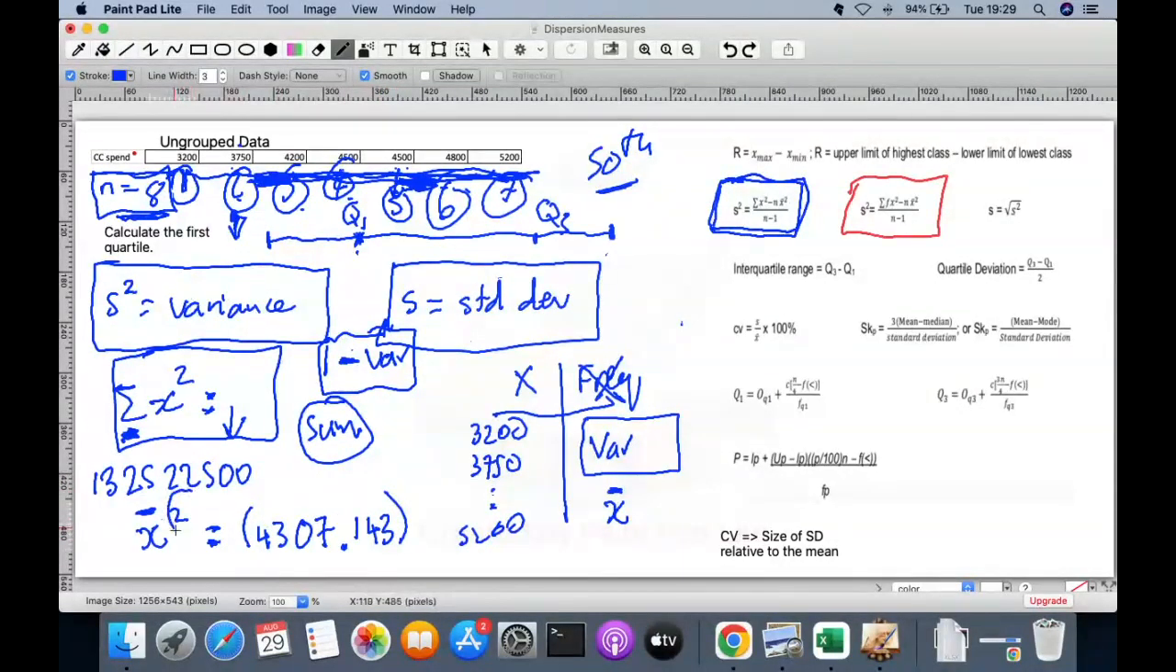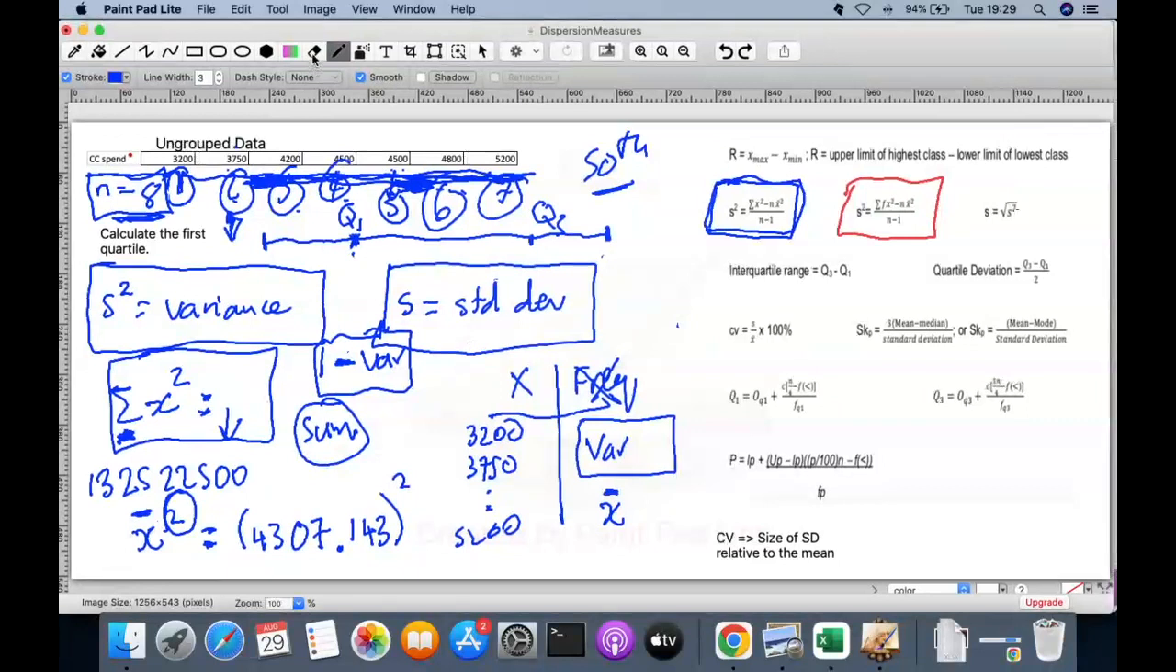But remember, you're going to square it. The value that you got is just x bar. So don't forget the square, which you're going to have here. Now, I'm going to put all these values into that formula and get my variance. Okay, so I'm going to remove this.